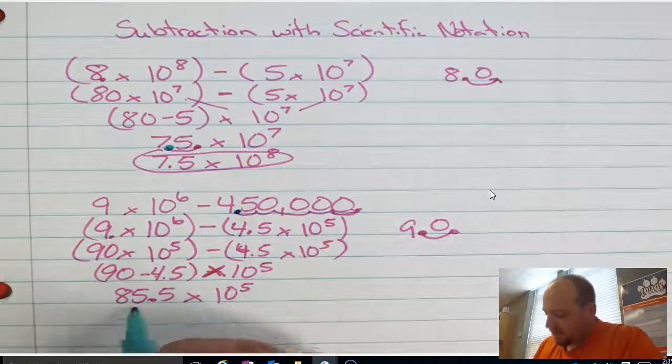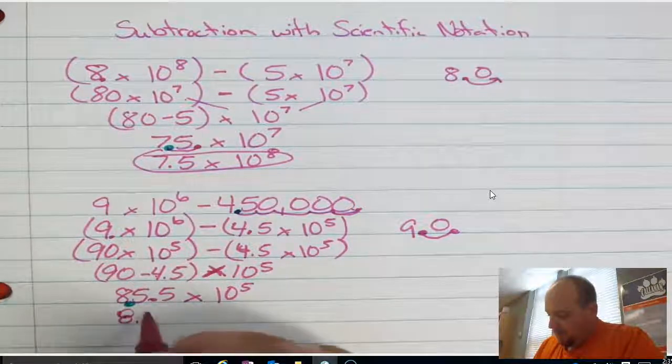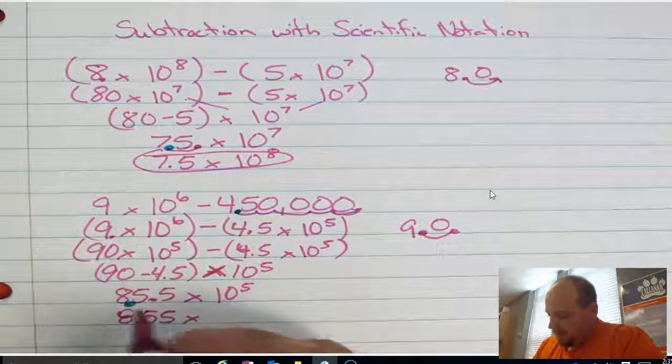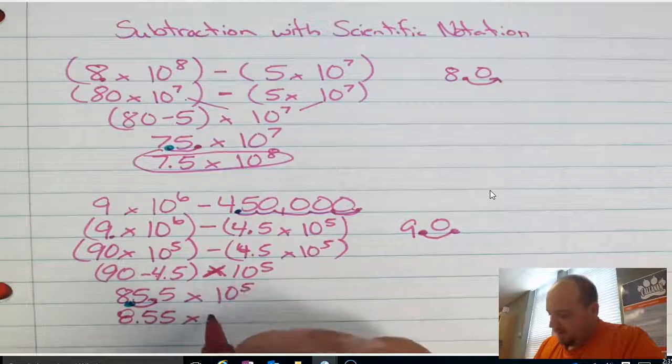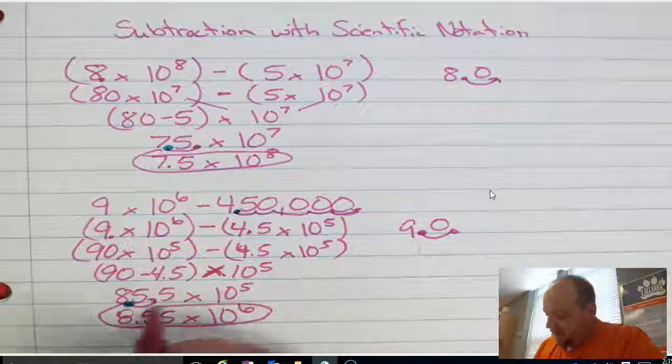Again, I need to move it so that I have a number between 1 and 10 in scientific notation, so I need to move the decimal to there so that I have 8.55. I would move it 1 spot to the left, so I'd have to add 1 here because I'd get 10 to the 6th. So I'd get 8.55 times 10 to the 6th.